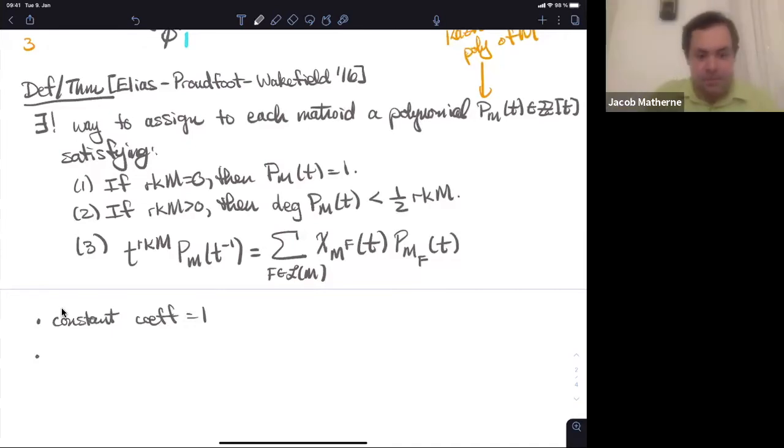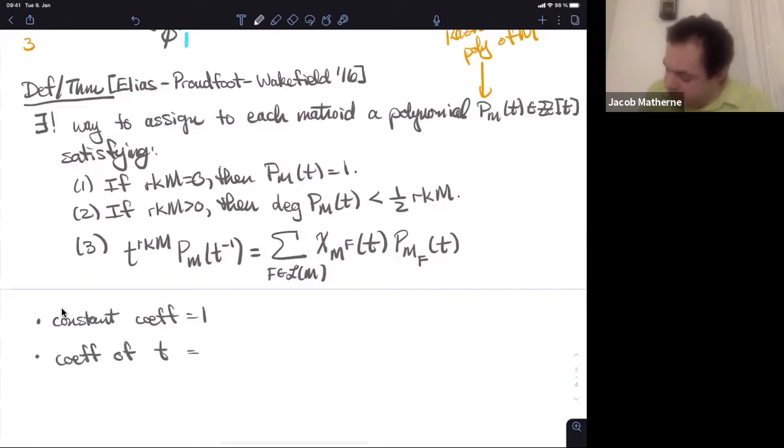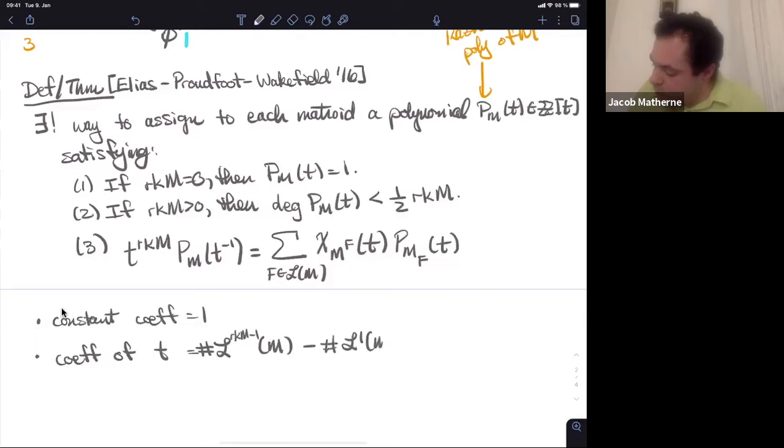Yeah, and the coefficient of t, so the linear coefficient, this is the number of flats of corank 1 minus the number of flats of rank 1. So I'll use this notation. If I put a superscript, it's the flats at that rank. So the number of flats of corank 1, so rank of M minus 1, minus the number of flats of rank 1.